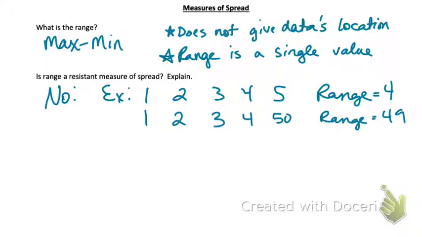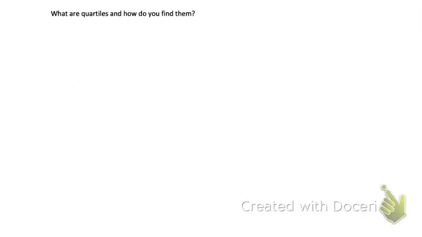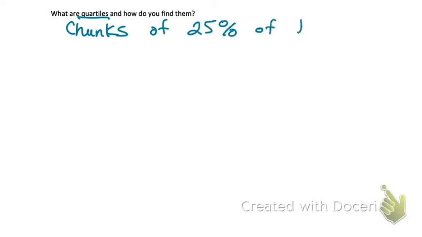All right. The next thing we're going to talk about is quartiles. What's a quartile? It's like a quarter. A quarter of what? The data. The data. Very good. So what are quartiles? Well, they are going to be chunks of 25% of the data. So I'm going to chunk my data into 25% sections. So how do I find that? You divide it by 4. Kind of, sort of.